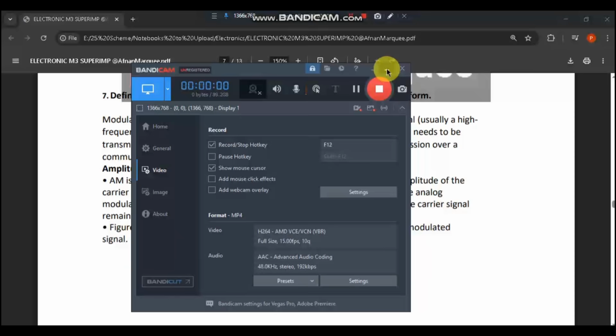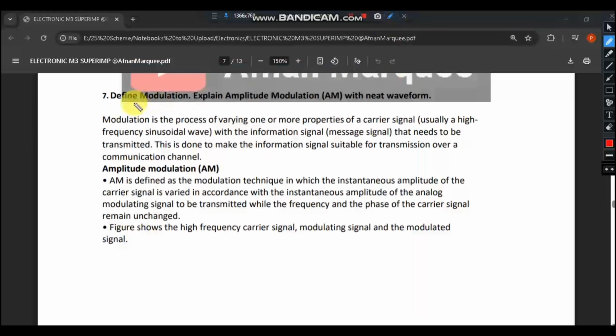Okay, so the next question is: define modulation, explain amplitude modulation with a neat waveform. Modulation is the process of varying one or more properties of the carrier signal with the information signal that needs to be transmitted. It is done to make the information signal suitable for transmission over a communication channel. So amplitude modulation is the way in which we use the amplitude to modulate it.